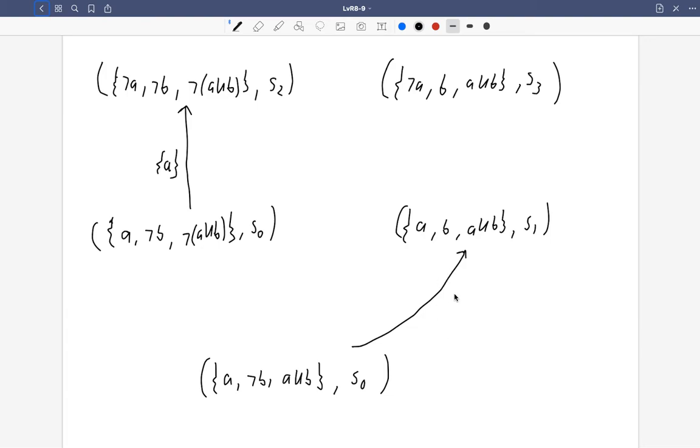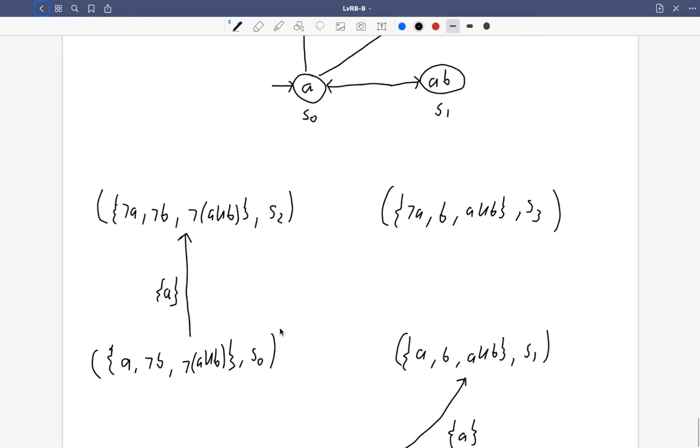And then again, this is singleton language. The singleton set A is the symbol that's accepted here, because that's the set of atoms in here. And let's maybe do one more.